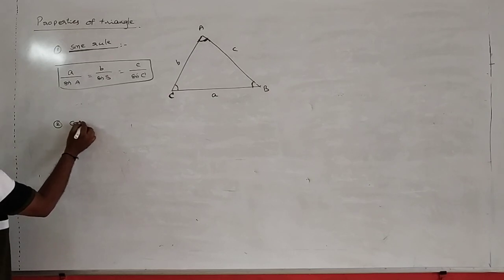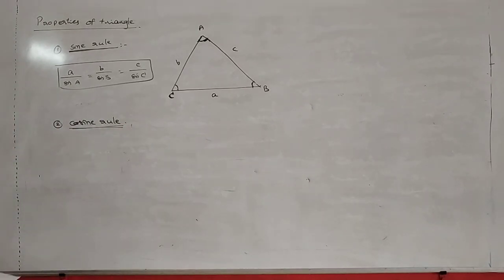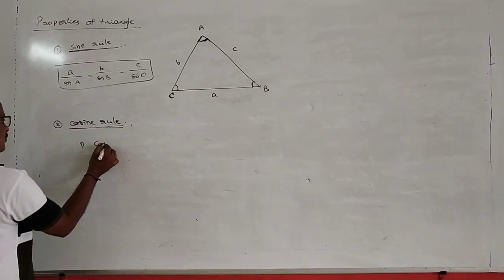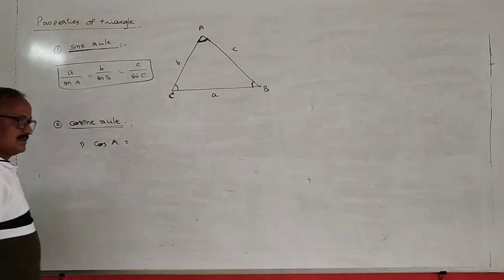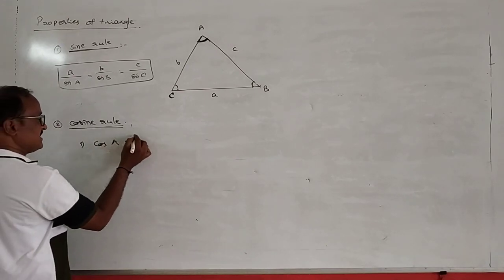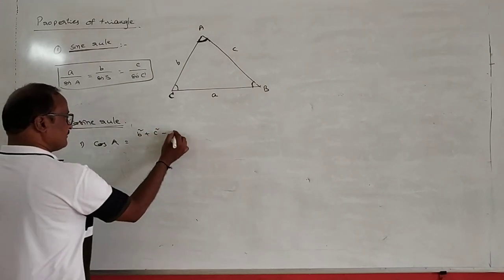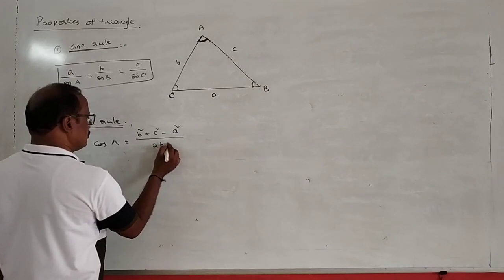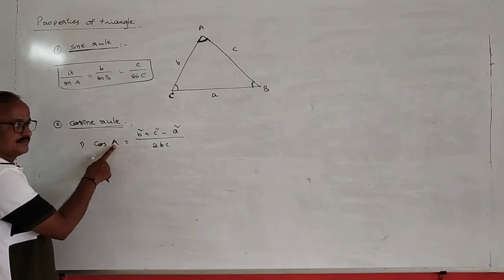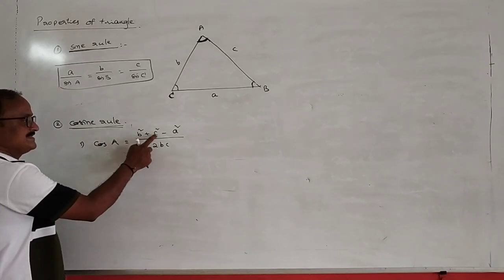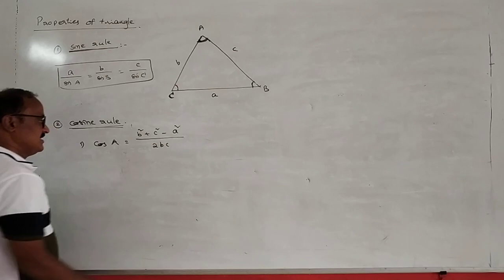And the second one, cosine rule or cosine formula. According to the cosine rule, first one, cos A is equal to... What is capital A? This is the angle between these two sides. Cos A is equal to b square plus c square minus a square by 2bc. This is the formula for the determination of angle capital A in terms of the side lengths a, b, c. By knowing all these side lengths, we find the value of A.